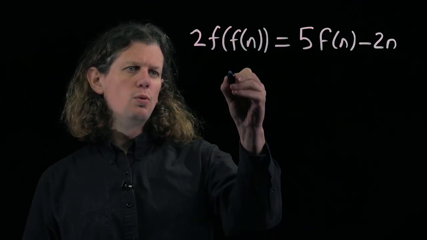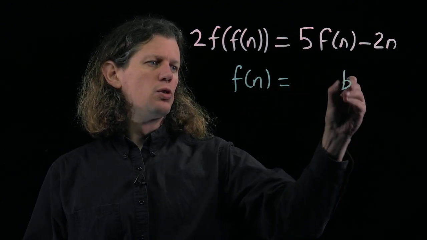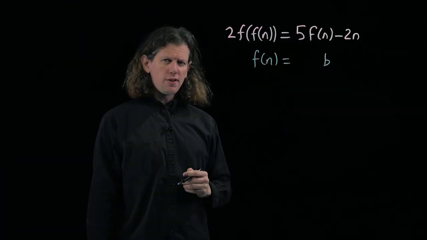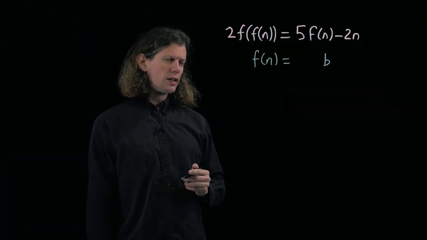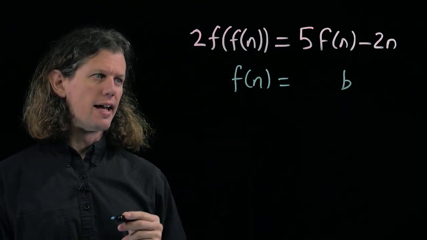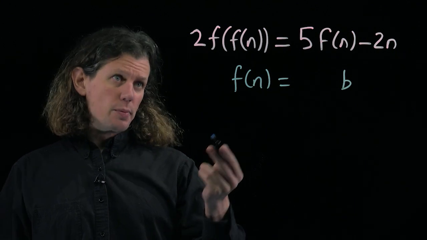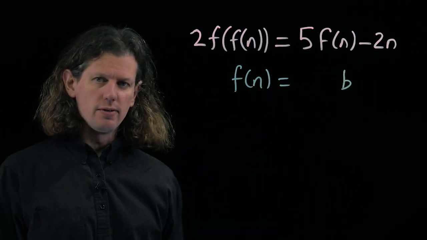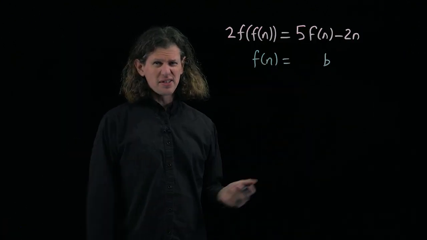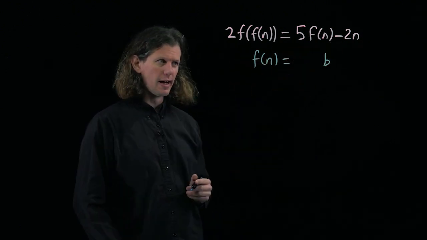For example, we could think of trying f of n equal to a constant b. But if you think about that for a moment, that's never going to work. The reason is that this term on the left here, 2f of n, will be 2b, and this will be 5b. So those will be constants, but minus 2n will be minus 2n. So that's never going to be true for all values of n. We can't have constant equals constant minus 2n.